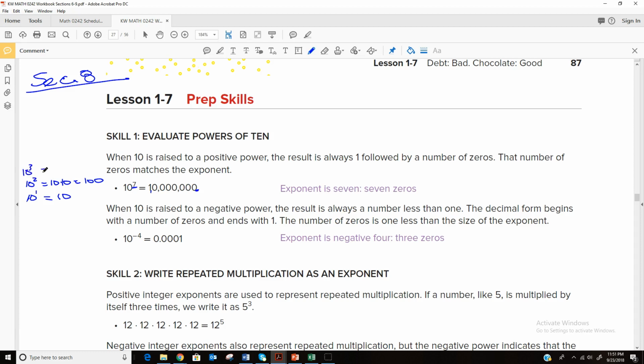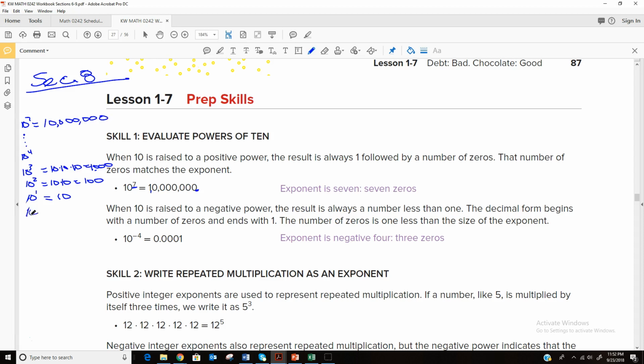10 to the third is 10 times 10 times 10. So that's 1,000, or from behind the 1 to the end here is 3 spots, and so on. And then we had 10 to the seventh, and we said that was 1 with the decimal needing to be moved from the 1 7 places to get to the end of this digit.